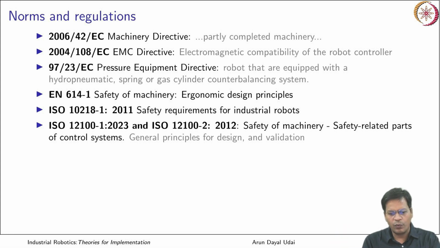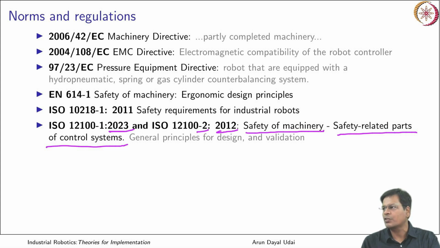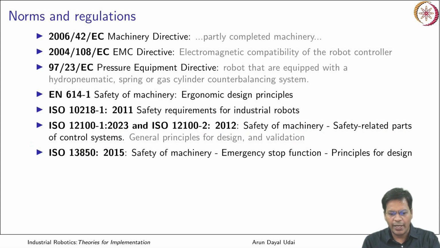Okay, ISO 12100-1, that is 2023, and -2, that is in 2012, that is safety of machinery, safety related parts of the control system. So it includes general principles for design and validation. So for the design, this is there, and for validation, the second one is there. So these two ISOs clearly define the general principles of design and validation of safety related parts that are related to the control systems. And then you have ISO 13850, established in 2015.